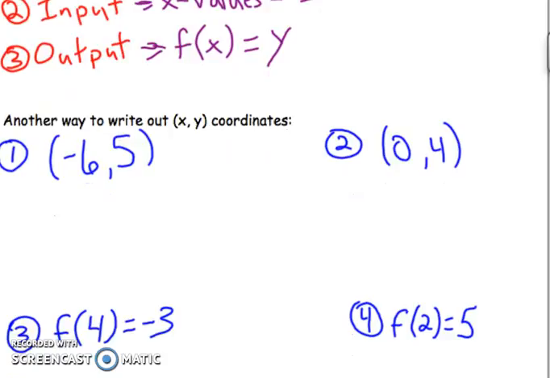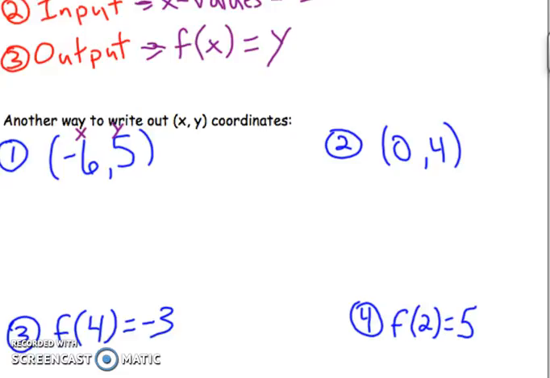I just want to notify a very important piece to recognize. Hopefully XY coordinate points, like example 1 right here, you're able to recognize pretty quickly. And you're hopefully able to recognize that the first number given is always the x value, and the second is always the y. And this is still part of objective 1.